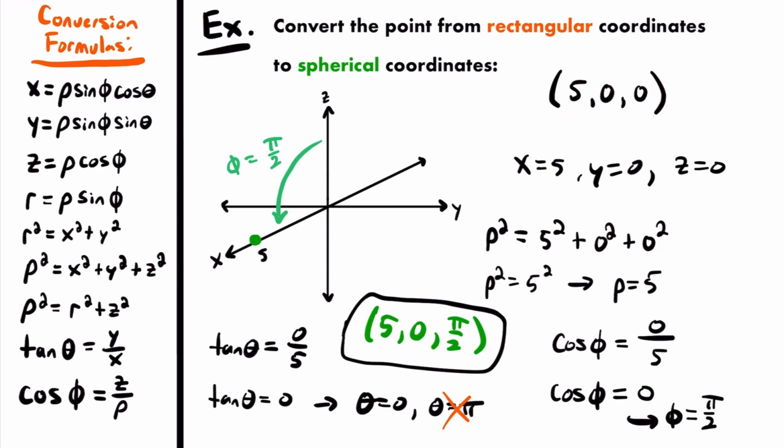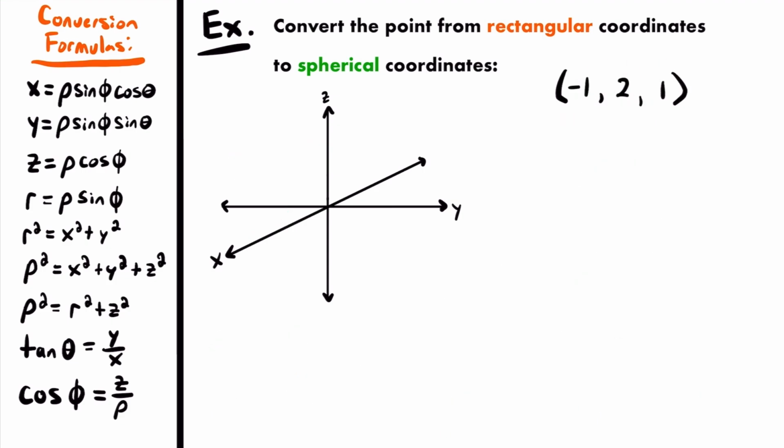Let's do another conversion. For this example, we once again want to convert the point from rectangular coordinates to spherical coordinates, and our rectangular coordinates are -1, 2, 1. So that means x equals -1, y equals 2, and z equals 1. So let's work on converting these to spherical coordinates. We'll use the same formula as we used last time. Let's start with rho squared equals x squared plus y squared plus z squared. Right, we have rectangular coordinates of x, y, and z, but we want rho, theta, and phi. So let's start with rho.